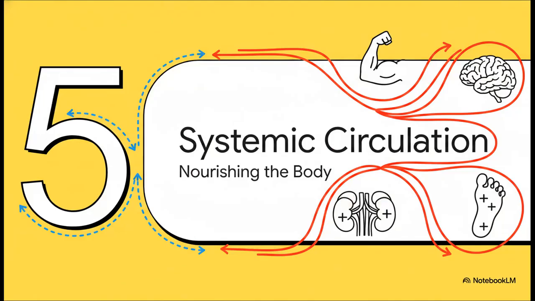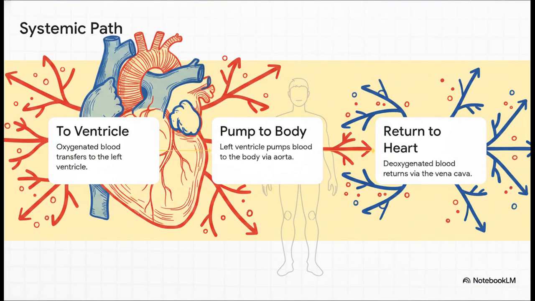Section 5. The systemic circulation path, nourishing the body. Now for the second loop, draw your arrows flowing from the left ventricle. The powerful left ventricle pumps oxygenated blood out through the aorta, and eventually, the vena cava conduits the deoxygenated blood back into the right atrium. Here's how it flows. The blood transfers from the left atrium down to the left ventricle, which gives it a massive squeeze, sending it surging through the aorta to literally every cell in your body. After those cells take the oxygen they need, the now deoxygenated blood circles right back via the vena cava into the right atrium. The whole shebang starts all over again.